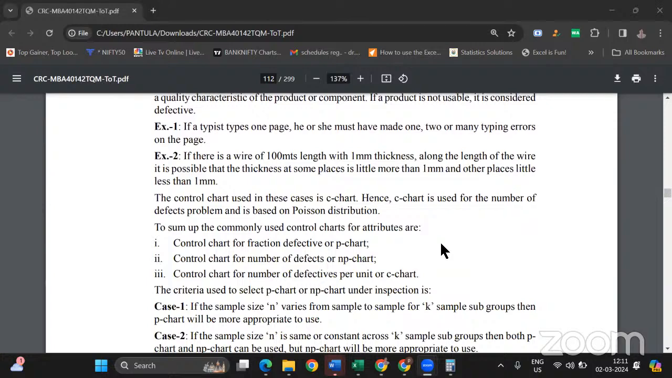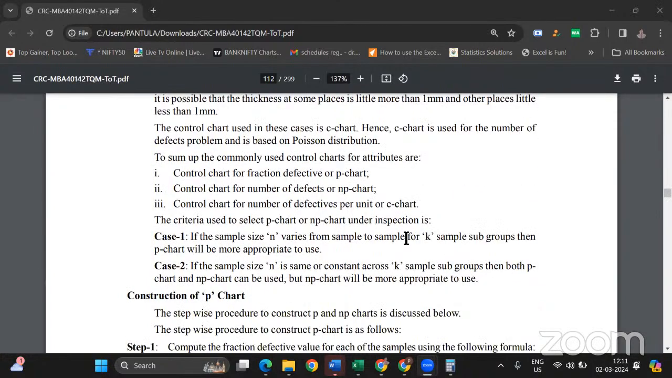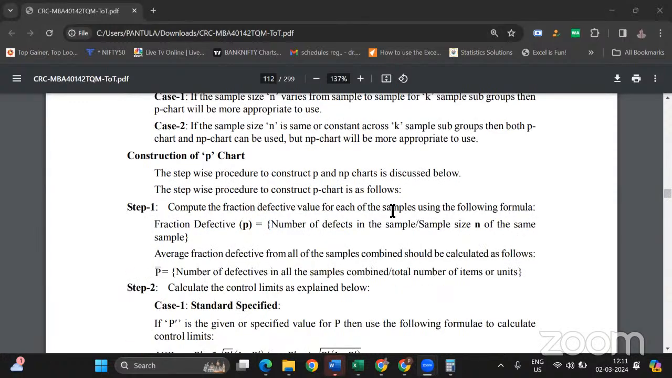The C chart is for the number of defects per unit, based on the Poisson distribution. So the control chart for fraction of defectives is the P chart, for number of defectives the NP chart, and for number of defects per unit the C chart. So we are going to use the P chart, NP chart, and C chart.